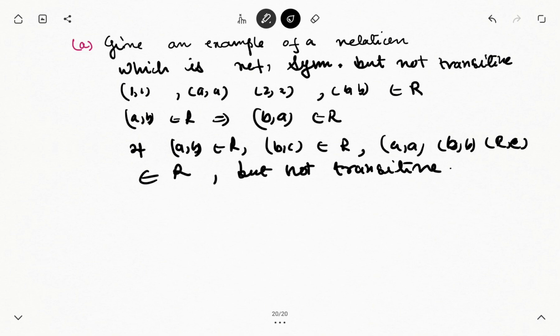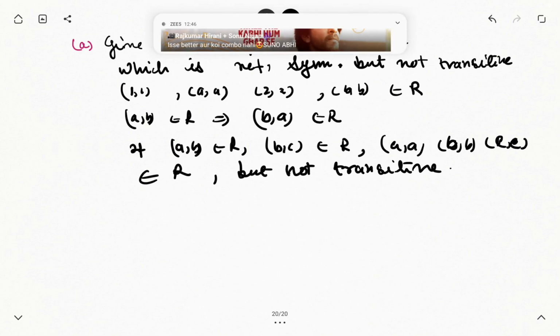If it consists of (A,A), (B,B), (C,C), then it's reflexive, right? If it consists of (A,B), (B,C), (C,A), (A,C), this type of elements, then it is symmetric. But you have to drop some of the elements, so that R does not consist of them. Why deliberately drop them? Because to show that this is not transitive. So this is one thing.